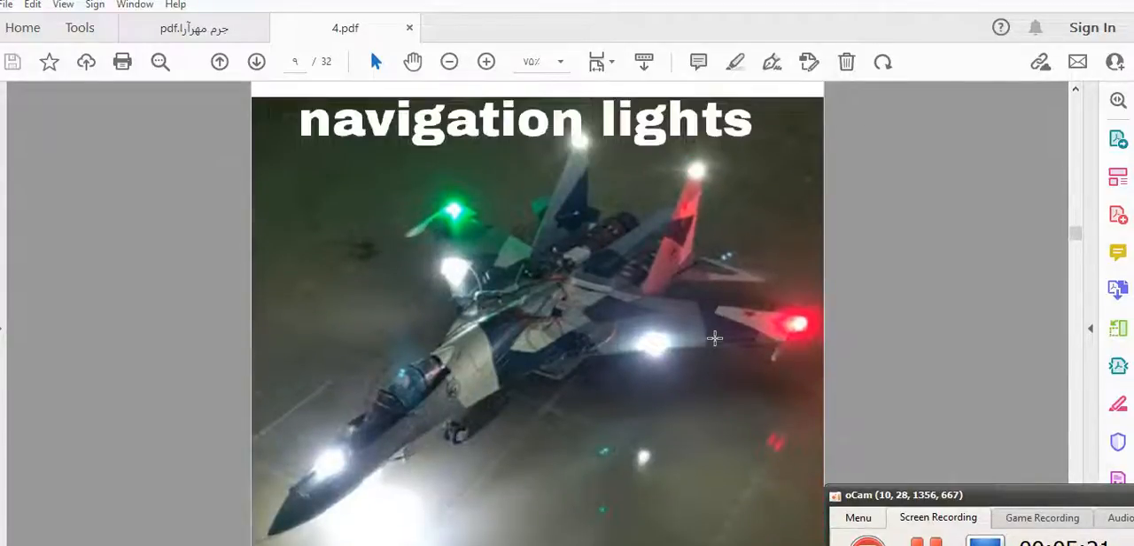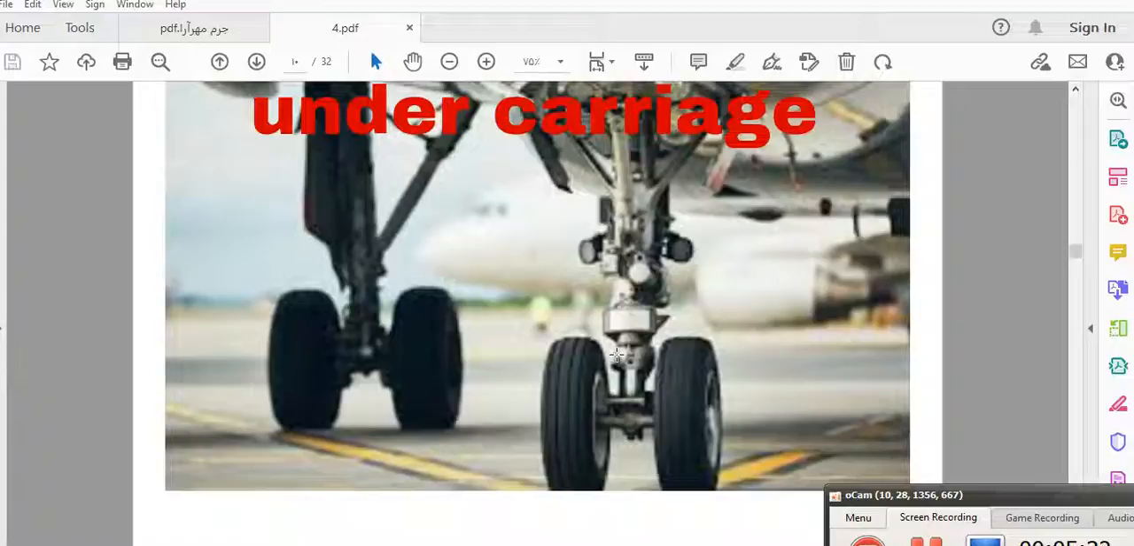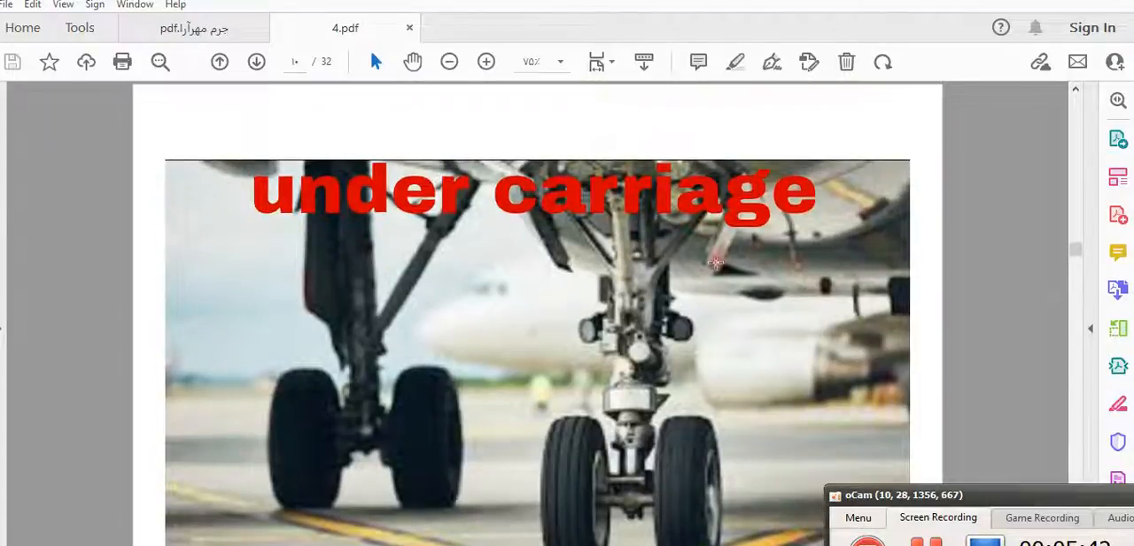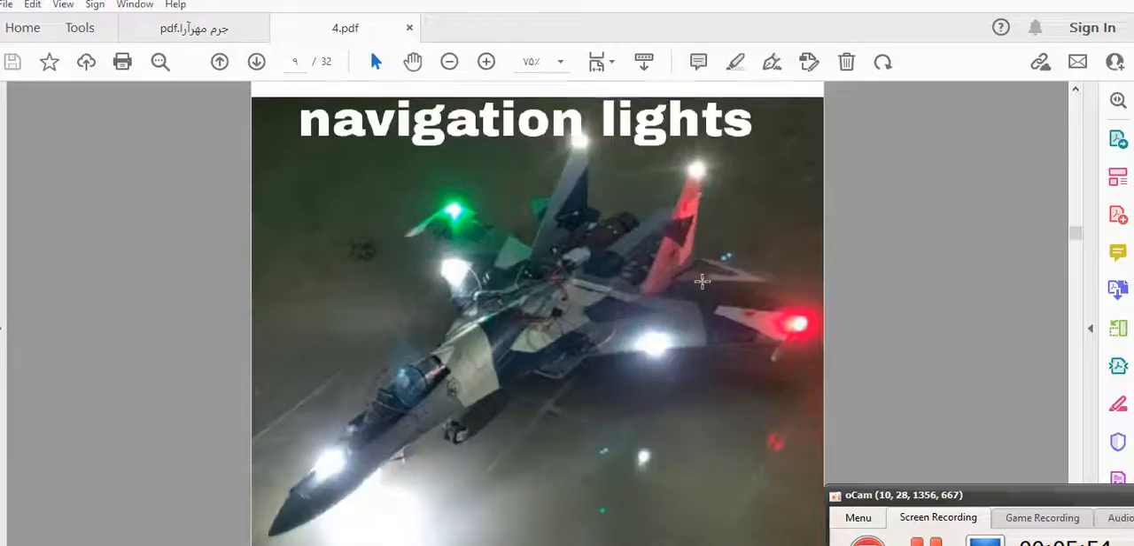And let's go to this one, navigation lights. Look at this picture. These are navigation lights. Undercarriage. Undercarriage means the wheels. A wheel under an airplane. You see these wheels under an airplane. They are called undercarriage. Look at here. These are the lights. I told you navigation lights.